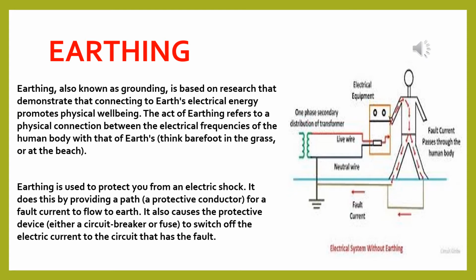See the diagram. Live wire, neutral wire, electrical equipments, everything is there, and earthing means, like, a human body. Through a human body, it is going back to the earth. Fault current passes through the human body because the human body is a very good conductor of electricity. Always remember this. So house wiring circuits or electrical appliances are earth connected for safety purposes.